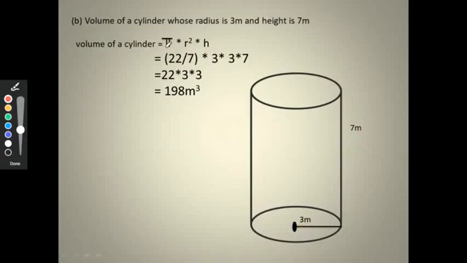The value of pi is taken to be 22 divided by 7, into r. The radius is 3, and it is r square, so you have to write it two times. So it is 3 into 3 and the height is 7, so into 7. You can cancel out the 7 in the denominator and the 7 in the numerator. So you will get 22 into 3 into 3, which is equal to 198 meter cube. So the volume of the cylinder is 198 meter cube.